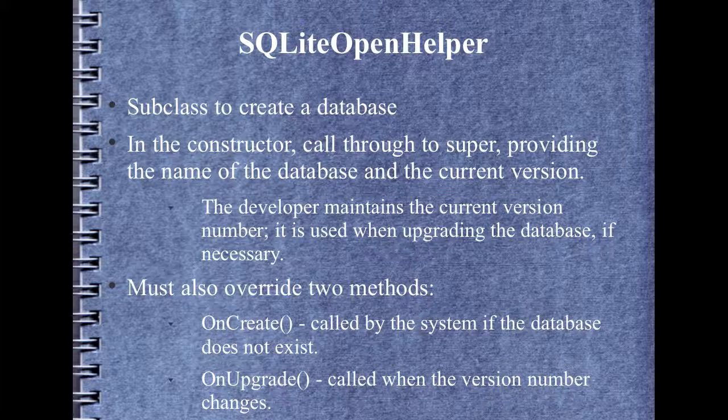onUpgrade is only called when the version number changes. So if we make a change to how the database is created in onCreate, then we must change the version number to trigger a call to onUpgrade to change the schema. And that's how that works.